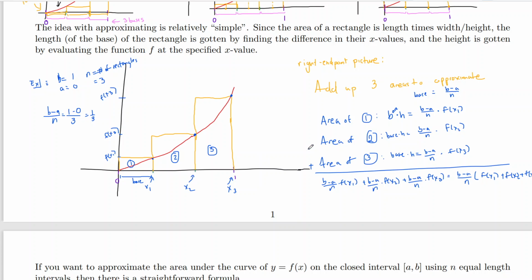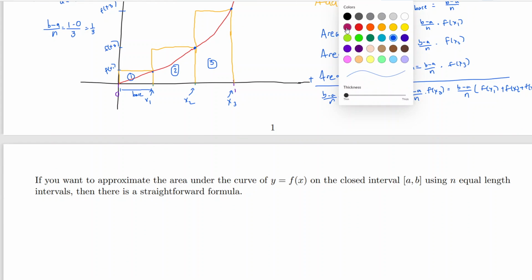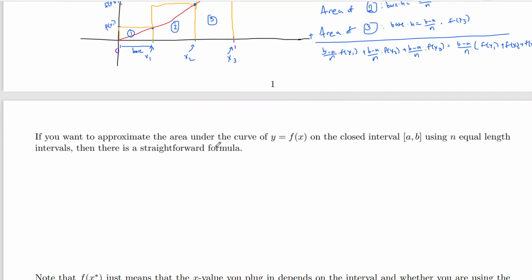Once again, for our problem, we had n equals 3 specifically, so I could plug in 3 here. But if you had n equals 4, then we would have plus f of x4. If we had 5 rectangles, we would have plus f of x5, and so on. Now, when we follow that pattern, there is a relatively straightforward formula. If you want to approximate the area under the curve of y equals f of x on the closed interval a to b using n equal length intervals, then there is a straightforward formula.